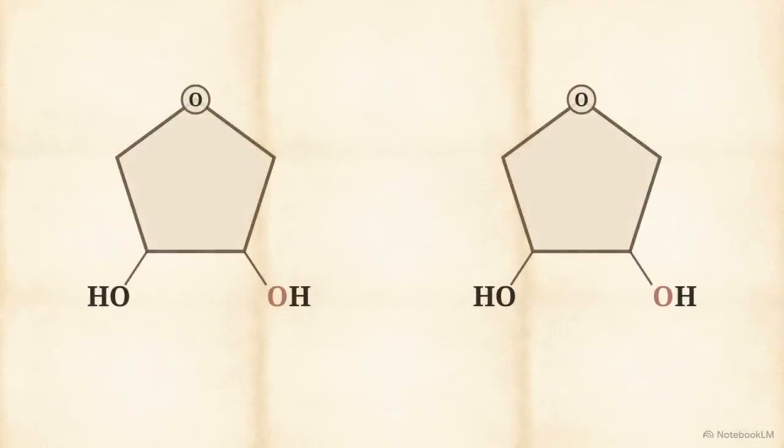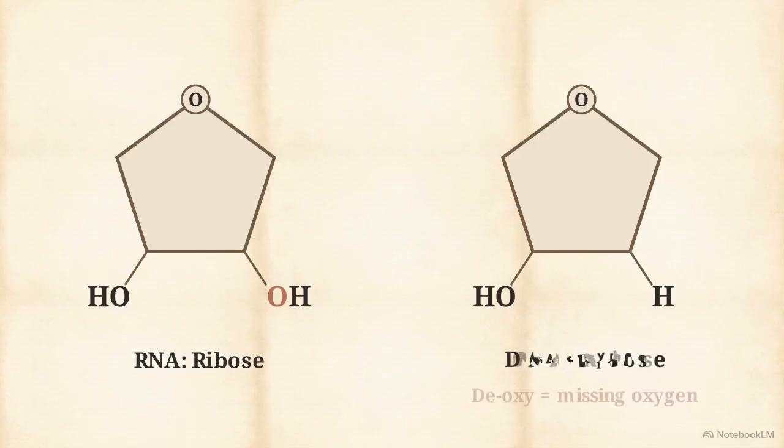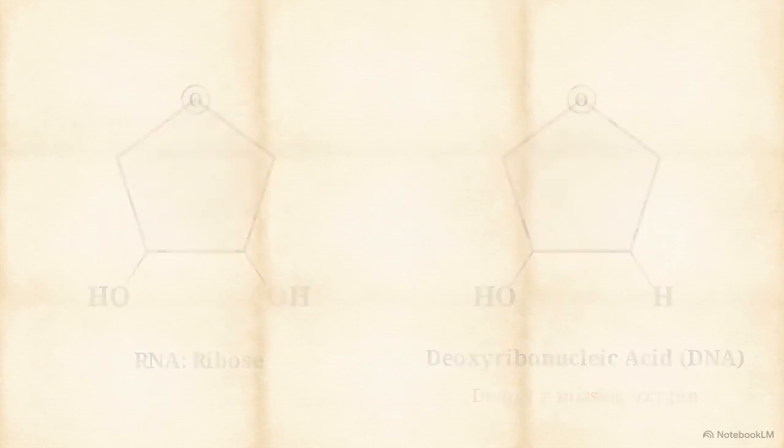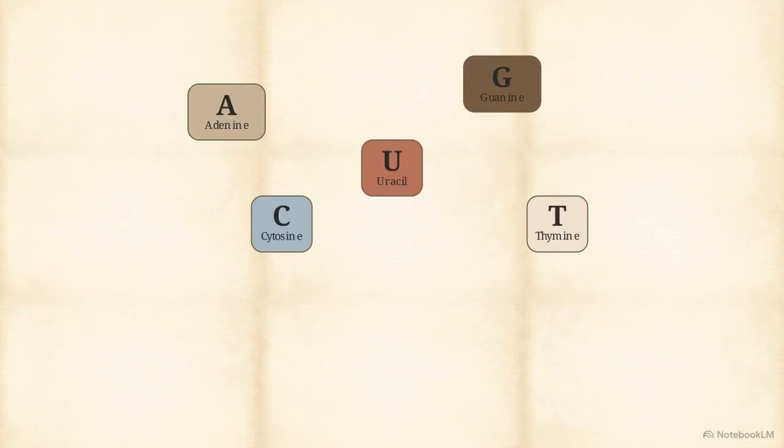Here we see two distinct pentose sugar molecules. RNA uses normal ribose, but DNA uses a modified version. Look at what happens when we remove one single oxygen atom. The prefix deoxy literally means missing oxygen. That single missing atom gives deoxyribonucleic acid, DNA, its name.